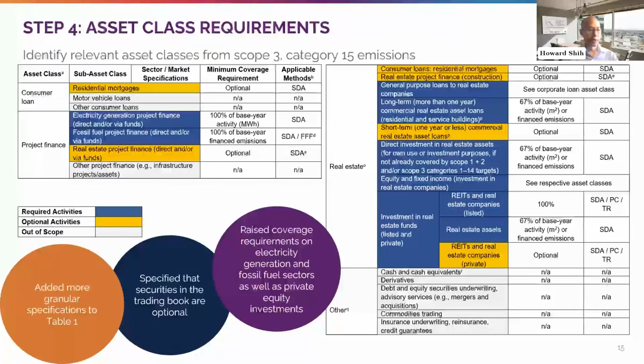And target setting methods essentially is the way or formula that is used to determine required threshold of ambition for targets. In terms of changes from version 1.1 to version 2, Table 1 has gone through a significant update. So in particular, more granular specifications have been added. So for example, you can see here on this slide, a separate real estate asset class has been added, just so there is more explicit wording around the coverage requirements for this asset class.